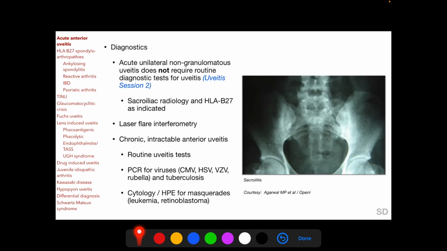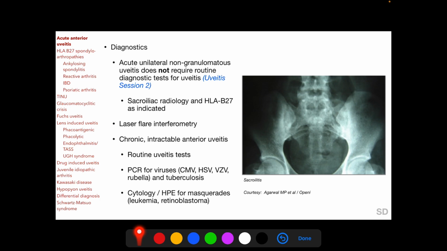Coming to workup for anterior uveitis, acute unilateral non-granulomatous uveitis does not require routine diagnostic tests for uveitis, as has been described in a previous session. So it must be acute, unilateral and non-granulomatous to not require routine diagnostic tests. Sacroiliac radiology and HLA-B27 testing is indicated. In the radiograph, we find that the adjacent bone surfaces of the sacroiliac joint are rough, the joint space is reduced, and there is sclerosis of the adjacent bones.